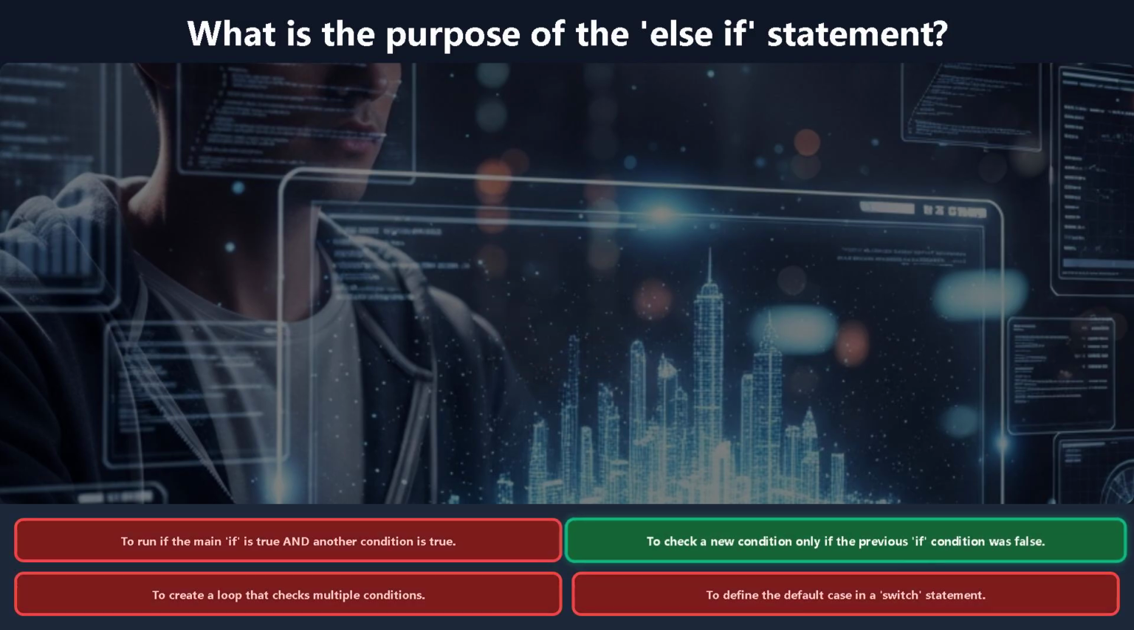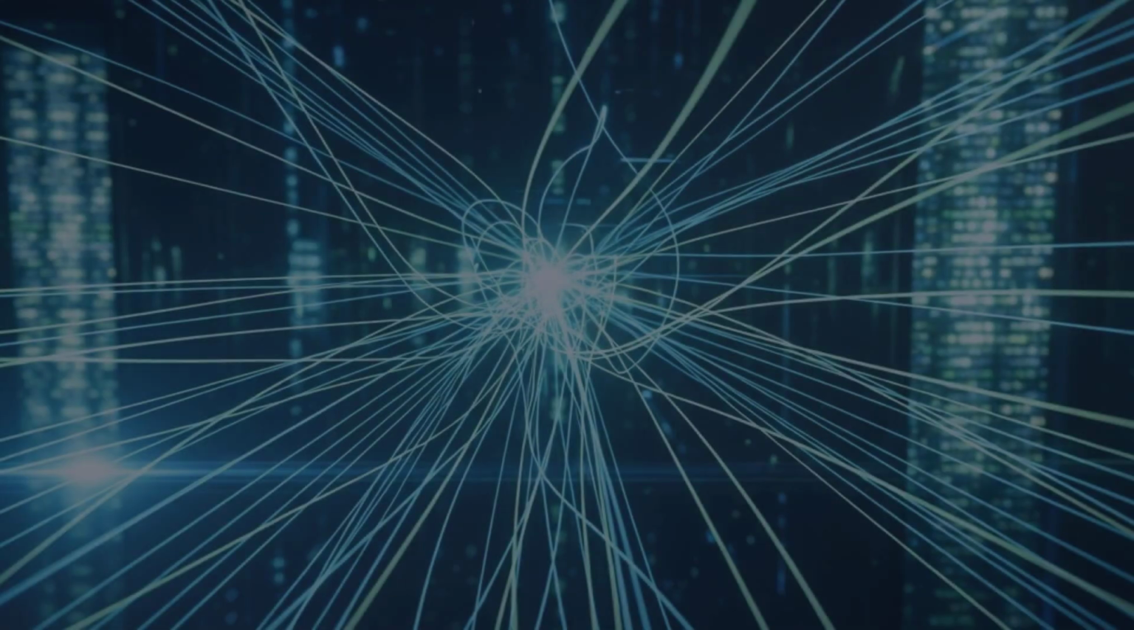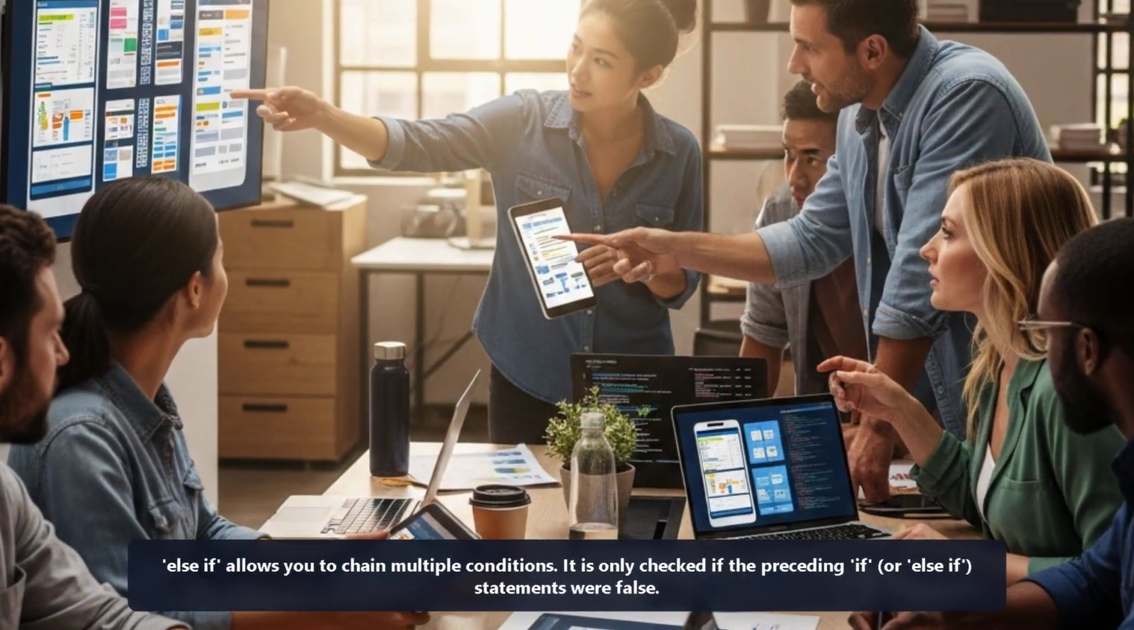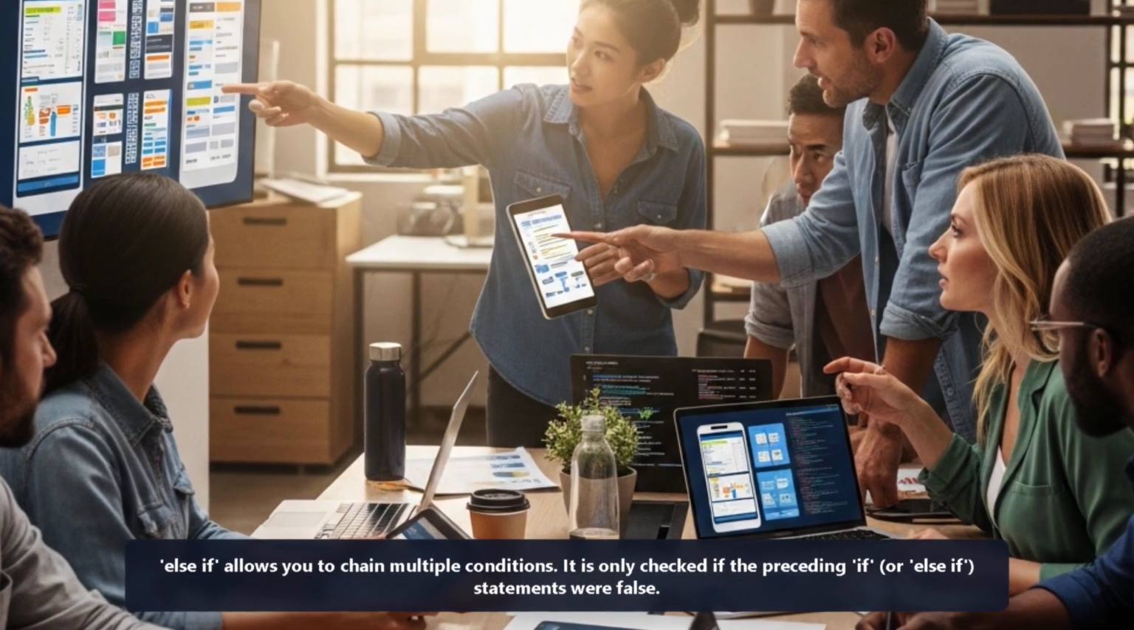To check a new condition only if the previous if condition was false. Else if allows you to chain multiple conditions. It is only checked if the preceding if or else if statements were false.